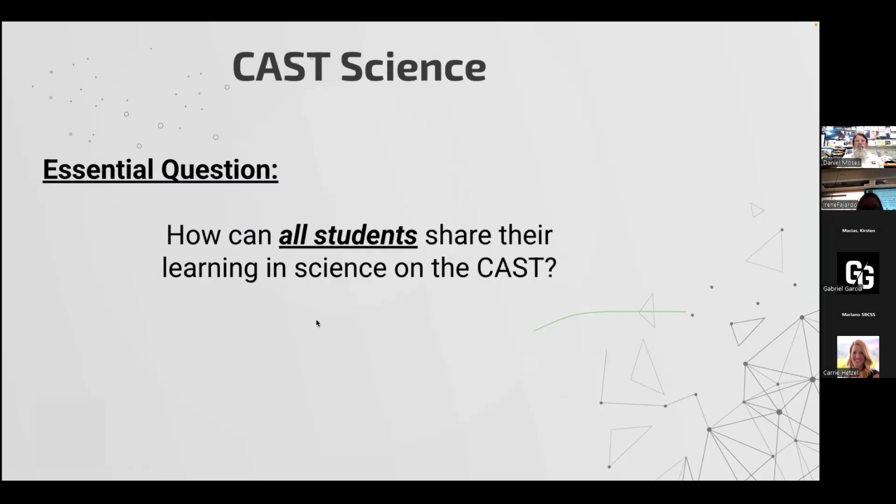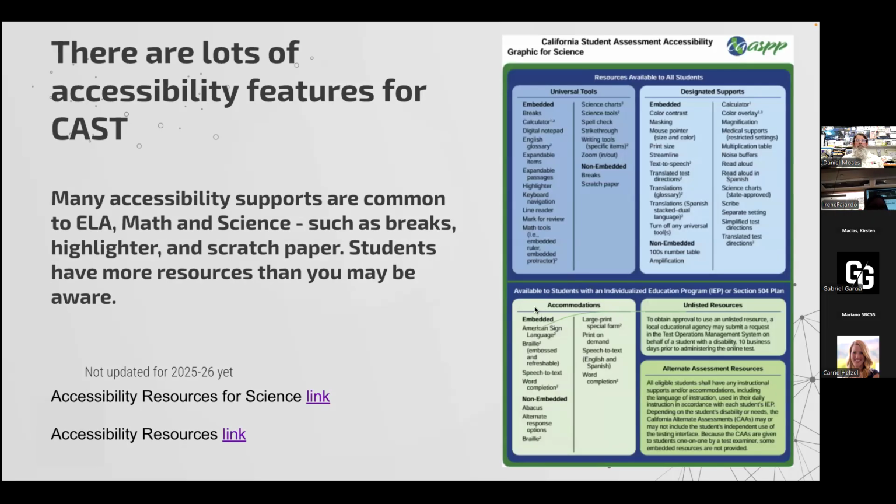That was the recap. This time, we have this essential question, which is how can we make sure that all students are able to share their learning in science on the CAST, regardless of any of their special accessibility needs that they might have? And the CAST, like all of the other tests given through our state system, has many different supports that are built in. So if you're familiar with those from the other tests, many of the same exact features are available here. A few of them are unique to each of the subject matter areas, but there's this nice single diagram that kind of highlights all of them.